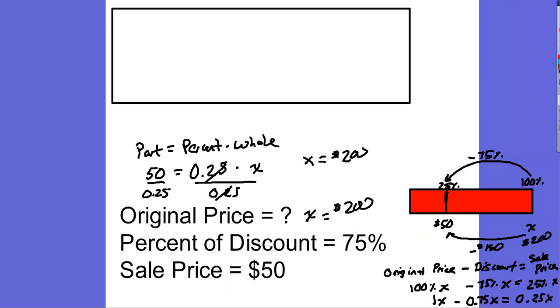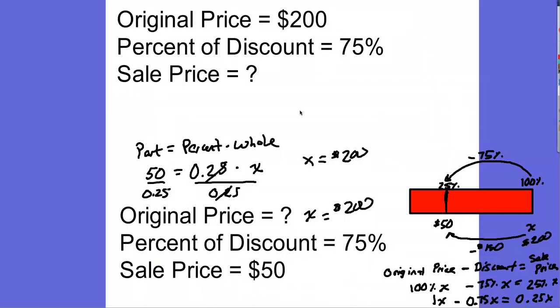Now, let's take a look at basically the same situation, but with different information in the problem. And what I mean by that is I have the same original price, $200. I have the same percent of discount, 75%. Let's say I was asked for the sale price. This kind of question right here, I feel like students tend not to have as much of an issue with because it's a little bit easier to think through.